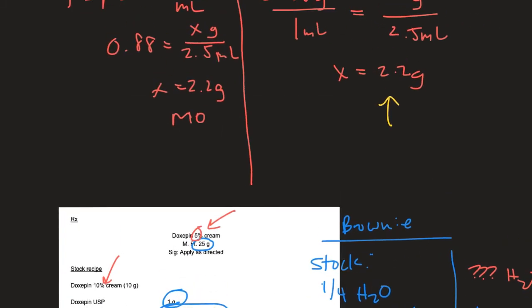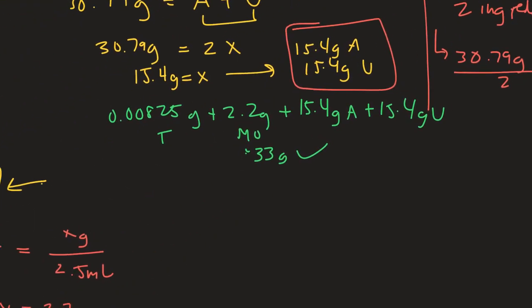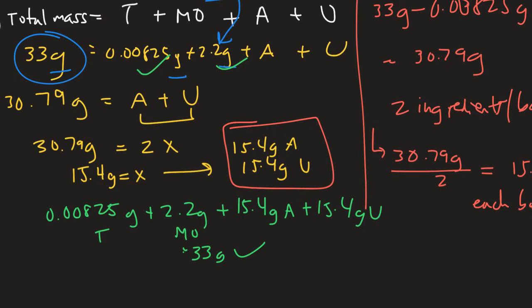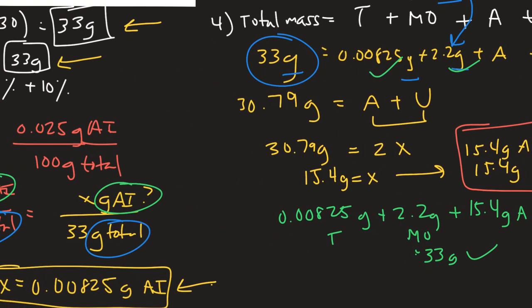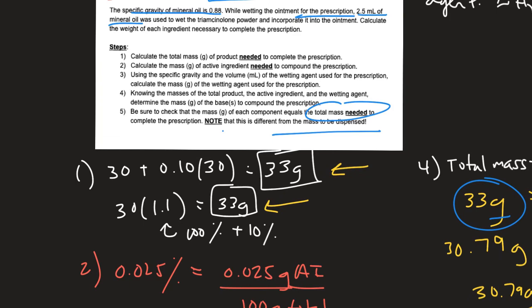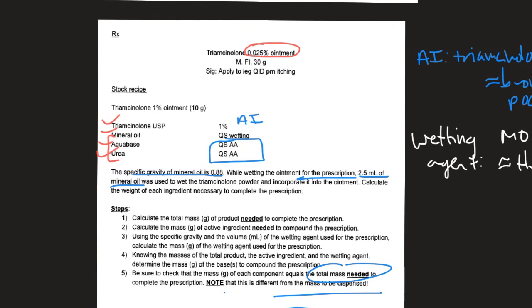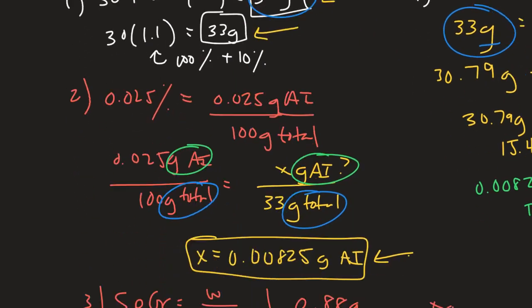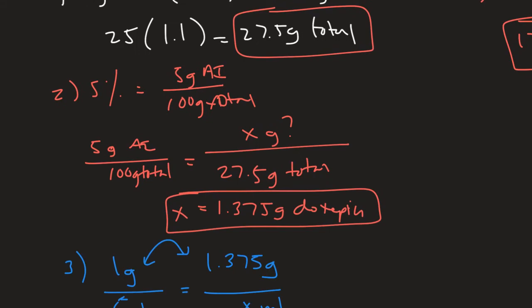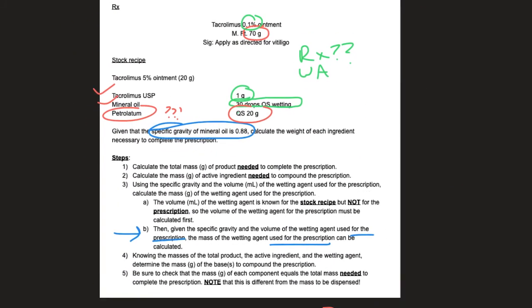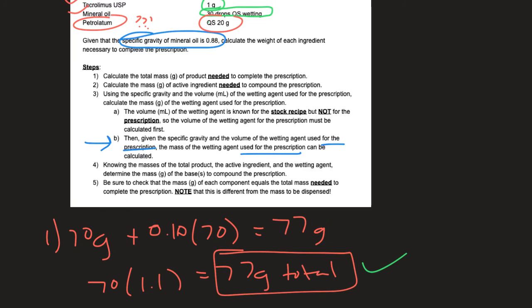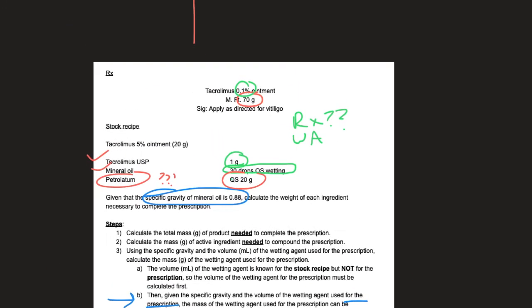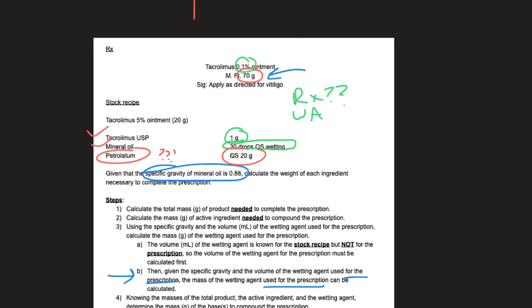So as an example, in number 1, the total mass needed was 33 grams, but we need to dispense 30. That's because we're making extra. So just weigh out the 30 grams, put it in the ointment jar, and dispense it to the patient. Here, we needed a total mass of 77 to account for extra, but we only needed to dispense 70. So weigh out the 70 grams, put it in the ointment jar, dispense to the patient.